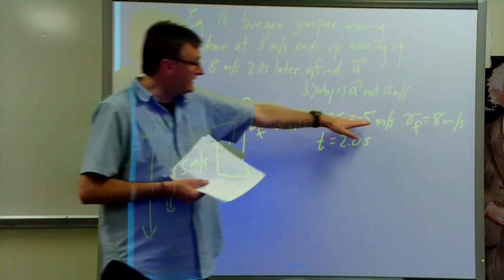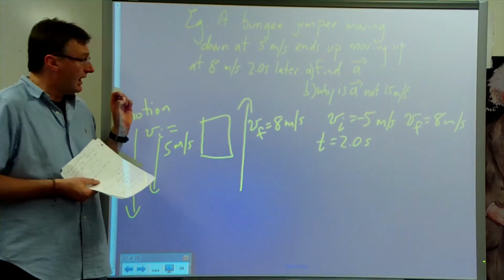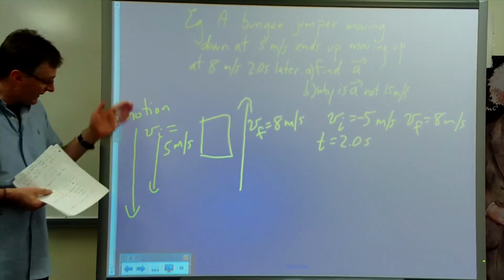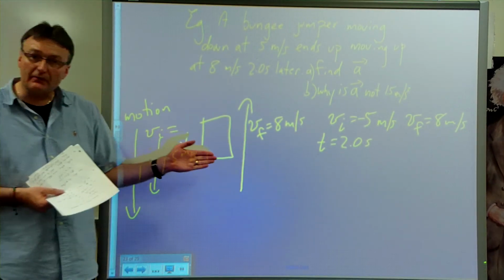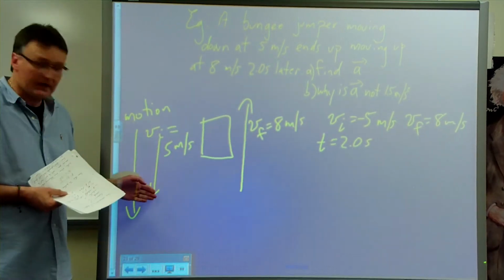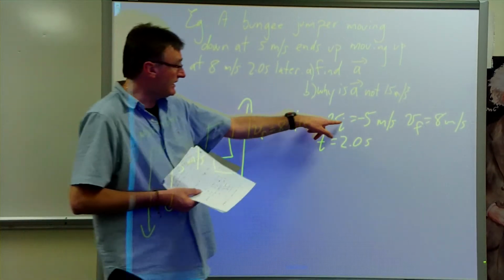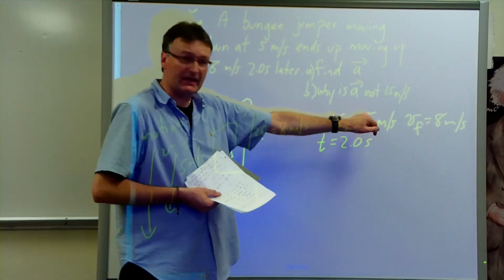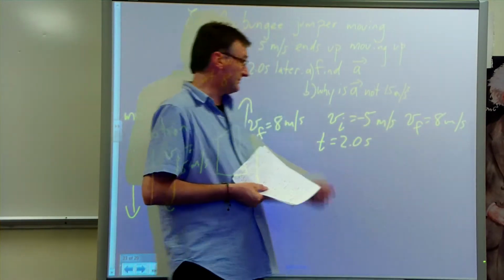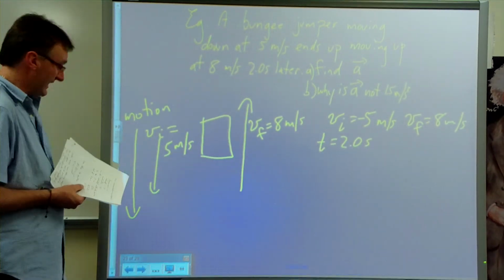All right, so we'll write down what it is that we know. The initial velocity, now here's where you have to be aware of your pluses and minuses. And your diagram will help you in that regard. So what we're going to do is we're going to make the down direction, we'll call that negative, and the up direction, we'll call that positive. So that's why the initial velocity is minus 5 meters per second. The final velocity is positive 8 meters per second. And the time is 2.0 seconds.